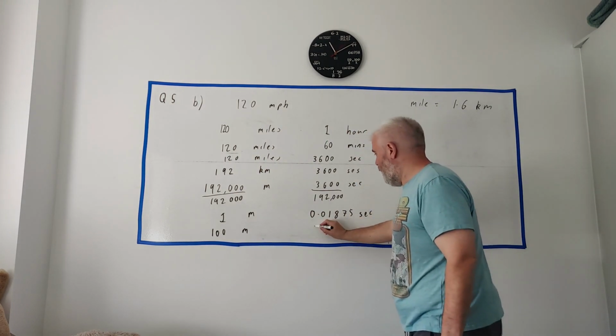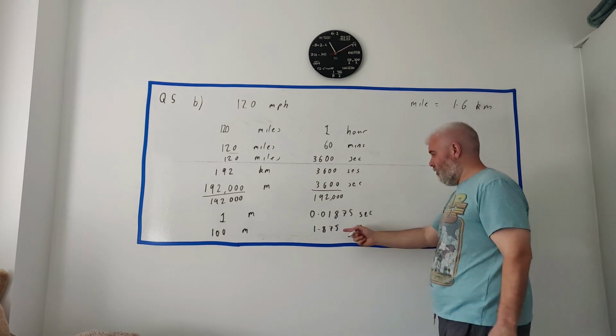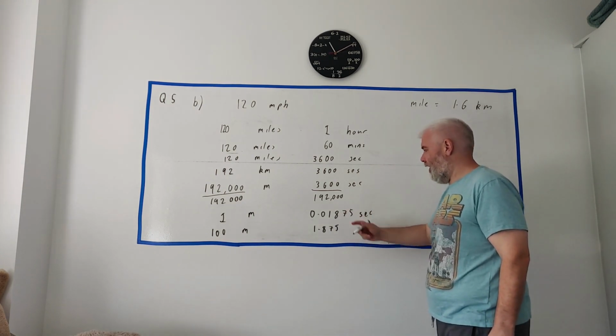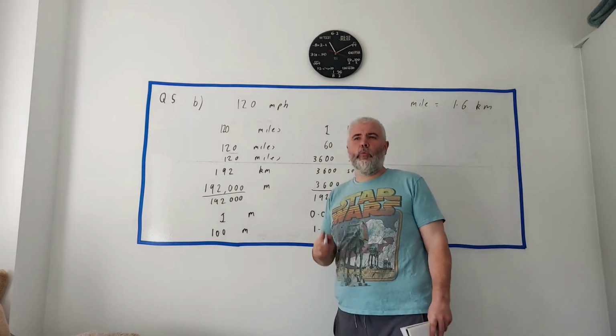Move that, 1.875. This is the number I'd written down. So the maths I was doing in my head was that. Nothing too difficult. And that's the answer, except for one last thing.